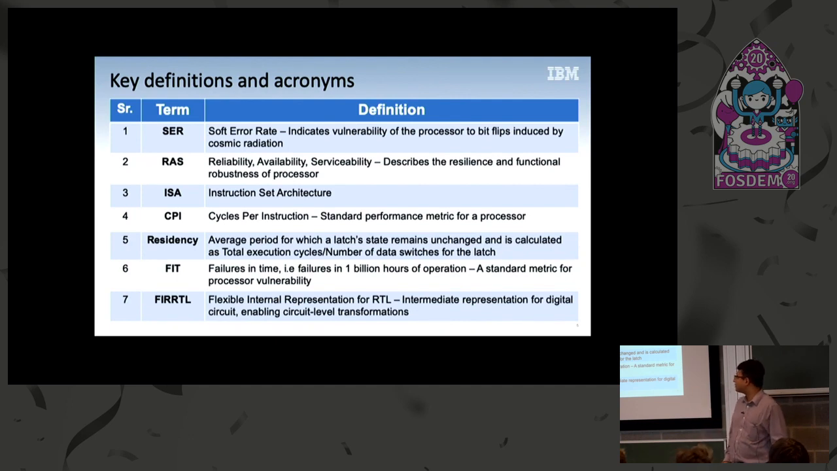And we evaluate it as the total number of execution cycles divided by the number of data switches in this case. Finally, we also have failures in time, which is the number of failures in a billion hours of operation. That's a standard industry metric for determining processor vulnerability.